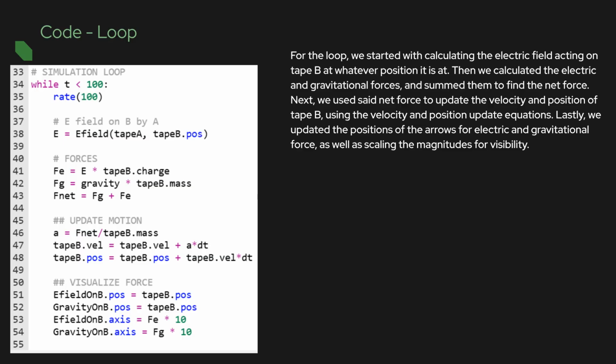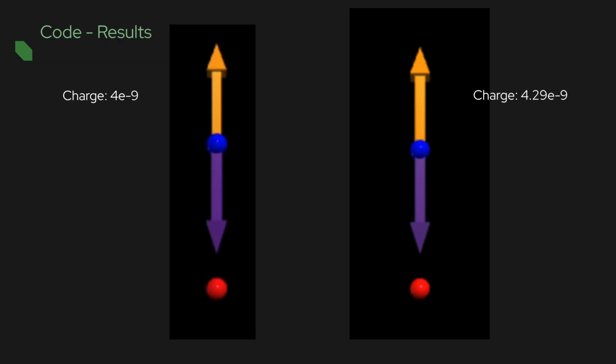For the results for our code, on the left, we input the charge of 4e-9, where you can see the particle fluctuating up and down. And on the right, you can see the charge of 4.29e-9, where the magnitudes and directions of the electric force and gravitational force are equal and in opposite directions.